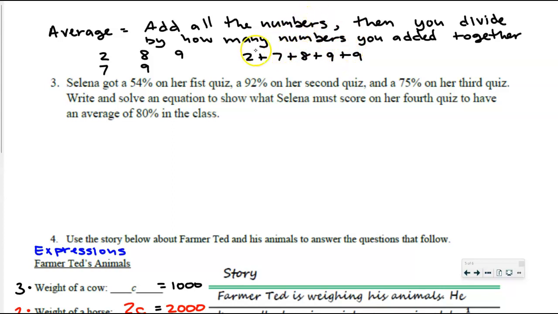Thank you for your attention. After I add all of them together, what should I do? Divide by how many numbers I just added. How many numbers did I just add together? 5. So I need to divide all of that by 5. Okay, now go ahead and add it together. 2 plus 7 plus 8 plus 9 plus 9.